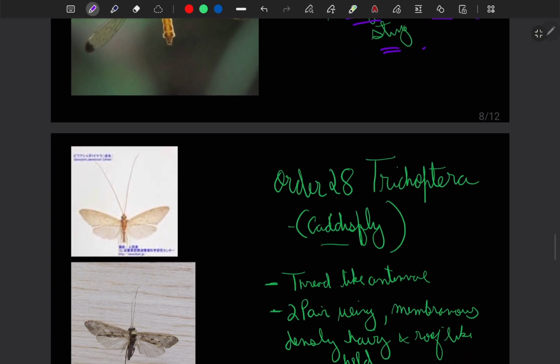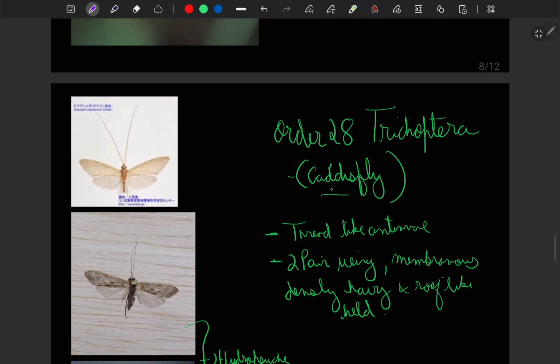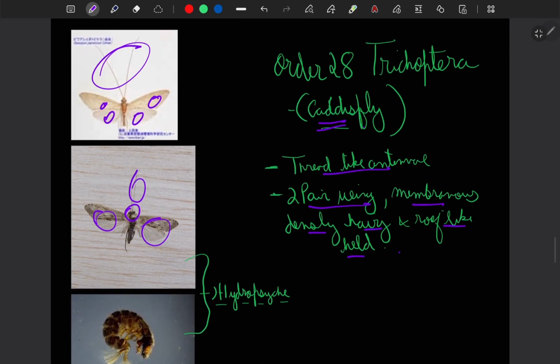The next order is Trichoptera, which is known as caddisfly. They have thread-like antennae, two pair wings, which are membranous in nature. Densely hairy roof-like wings, clearly identifiable.